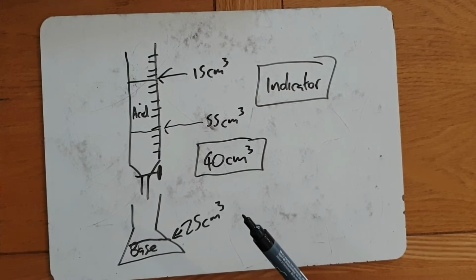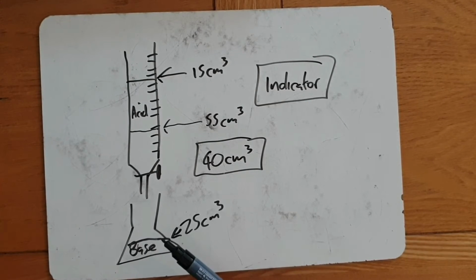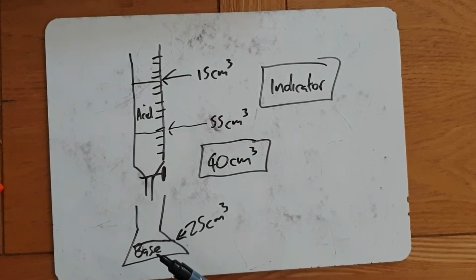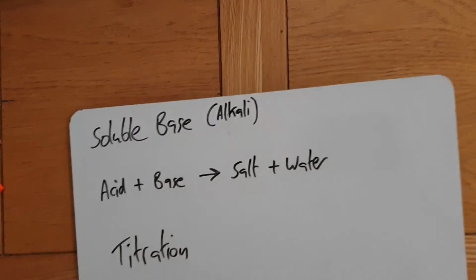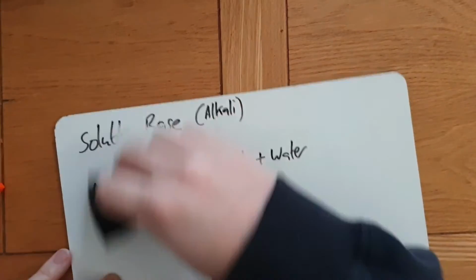It doesn't have a perfect endpoint. It's very difficult to tell when it is exactly green. You'd be looking at it saying, is that a bluey green or a green? Or have we gone too far? Is it a yellowy green? You need an indicator that's got a definite endpoint. And there are a couple of those you need to know about for GCSE chemistry.